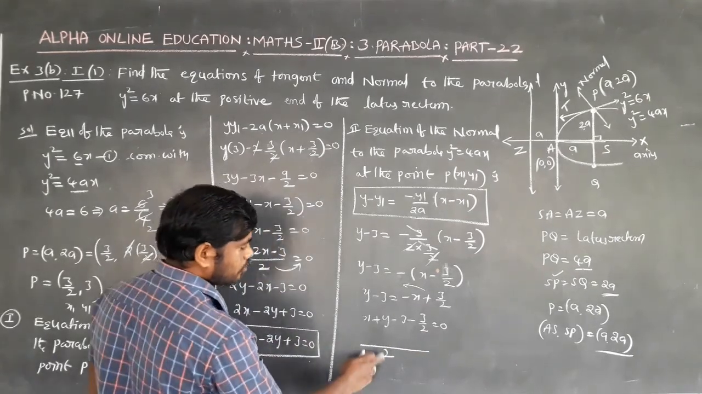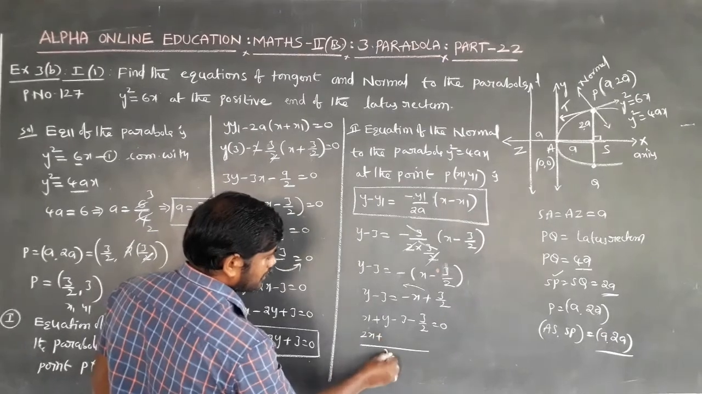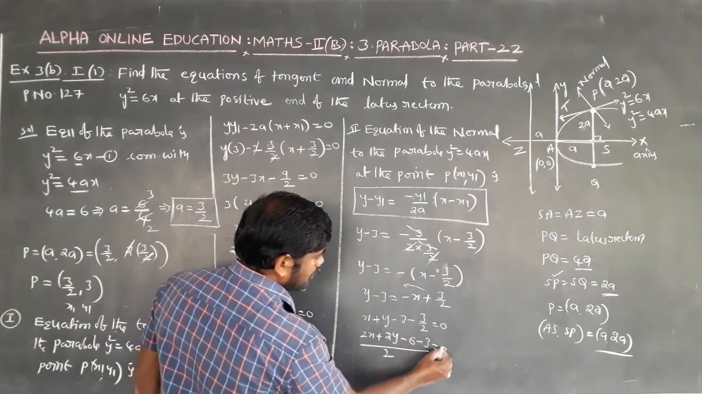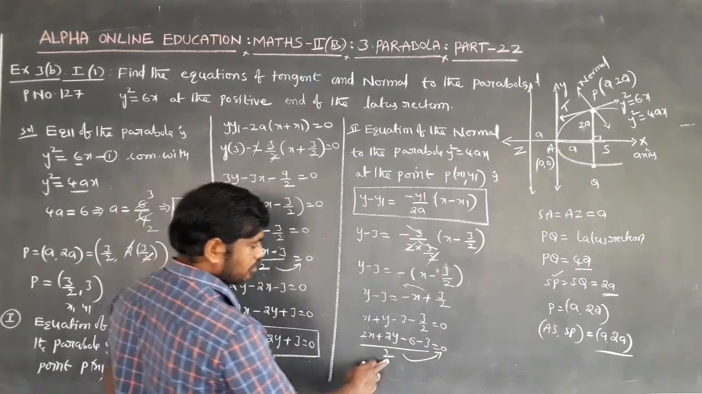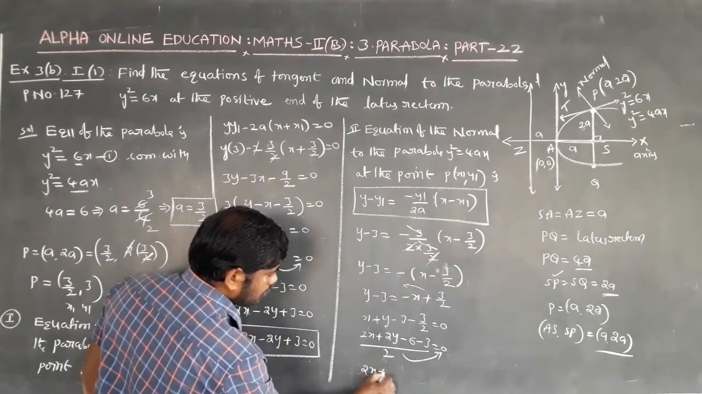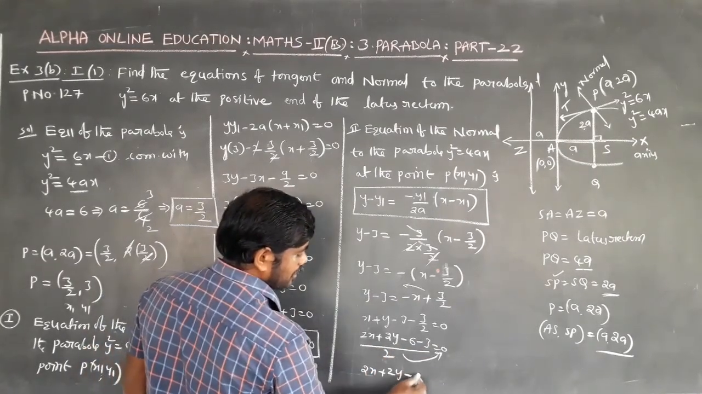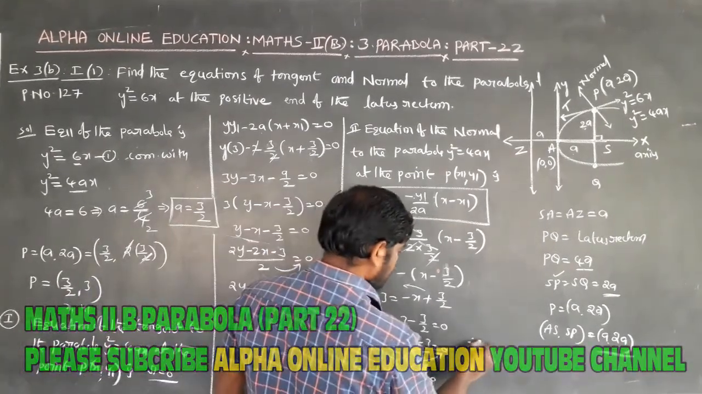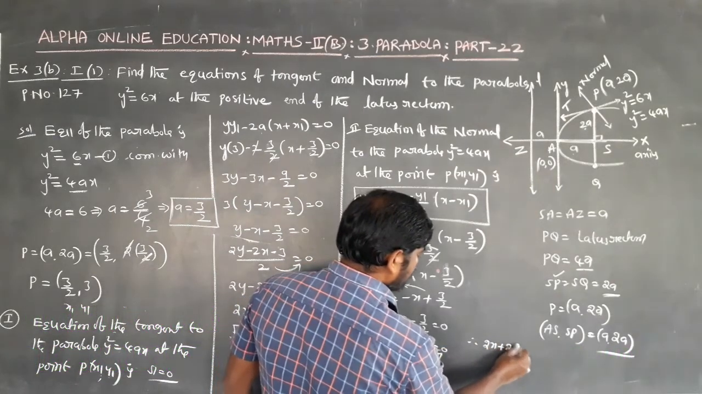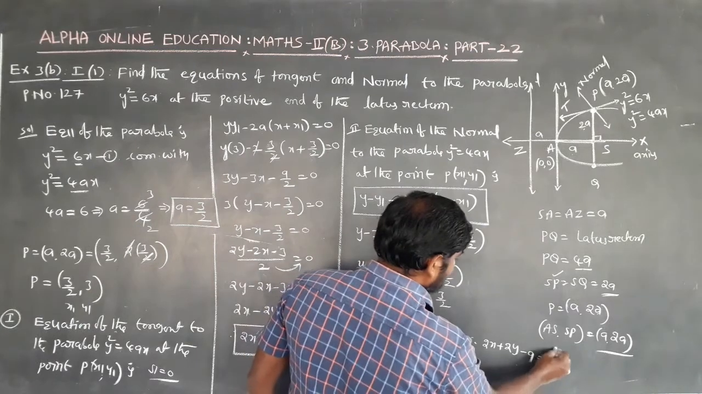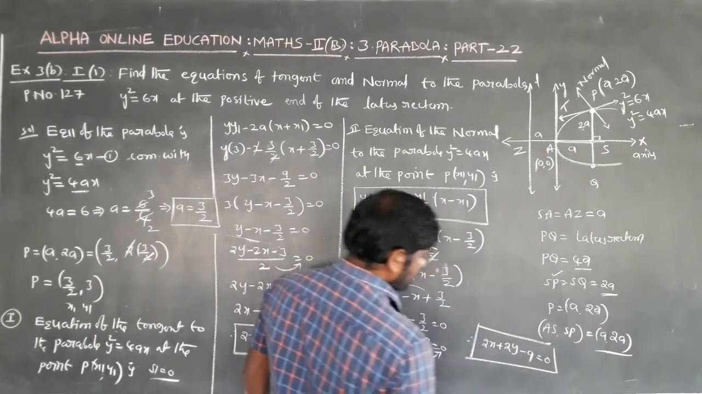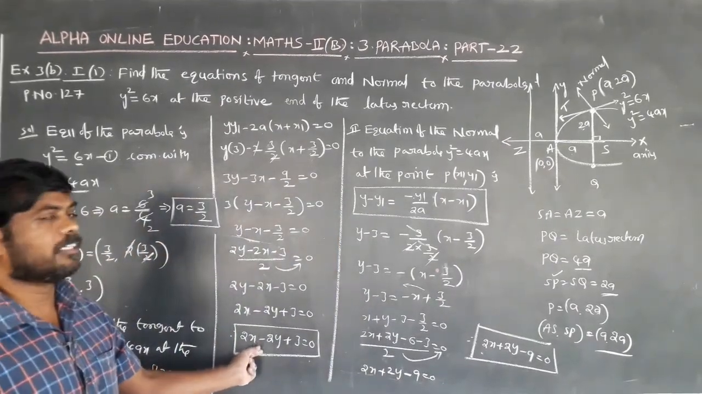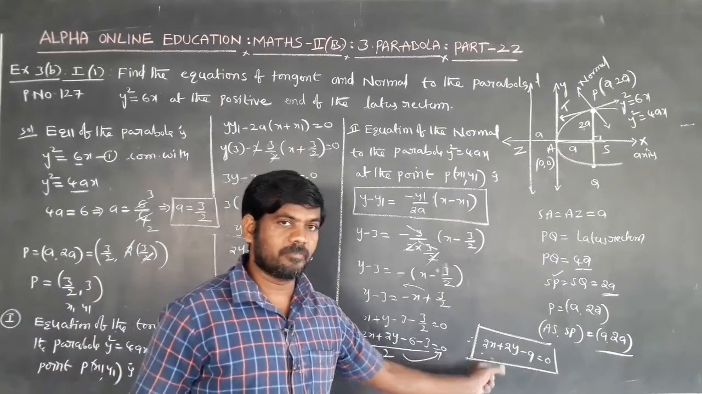Here taking LCM: 2 into x, 2x; 2 into y, 2y; 2 threes are 6, minus 3 is equal to 0. 0 into something is 0. So 2x plus 2y minus 9 is equal to 0. So the equation of the normal is 2x plus 2y minus 9 is equal to 0. This is the equation of the tangent. This is the equation of the normal.